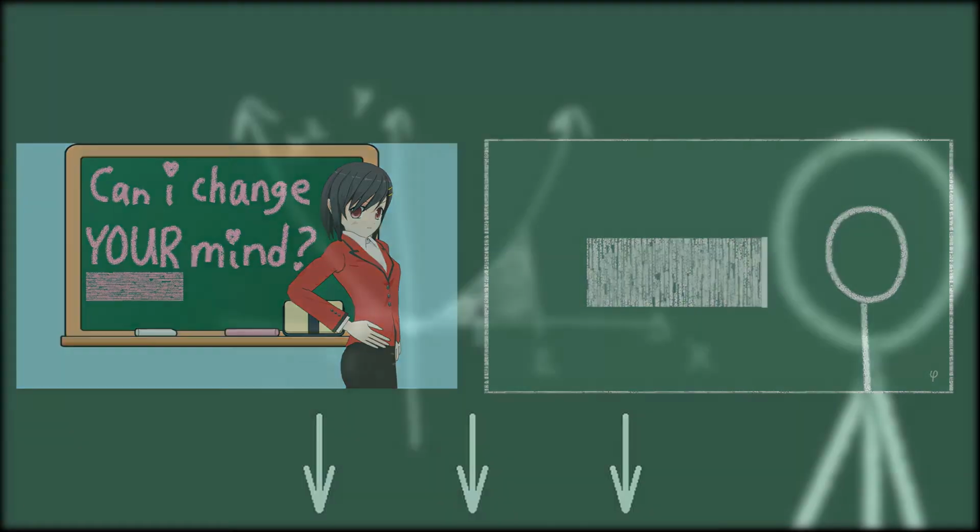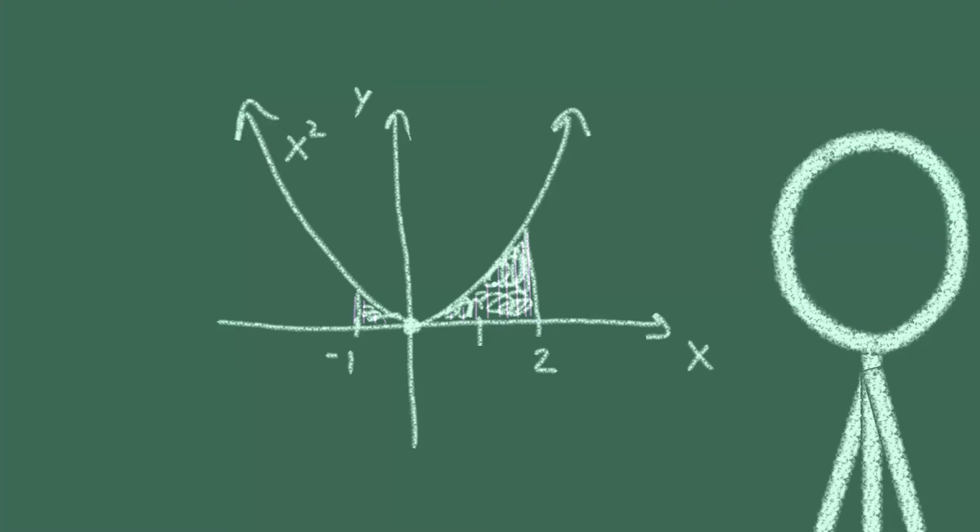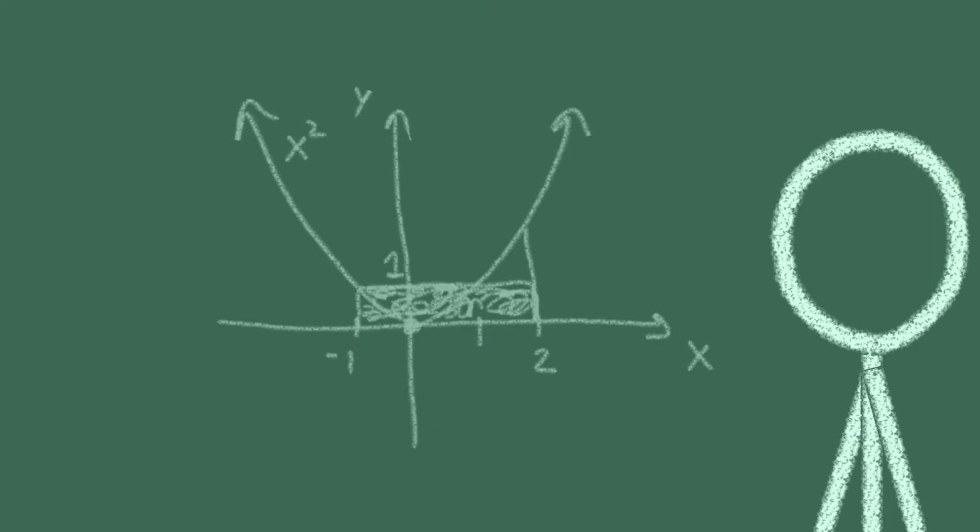Well, to find the average value of f of x, that is, the average value of these heights, we simply need to divide the summed area by the length of our interval from minus 1 to 2. So you see, the average value of f of x is the height of a rectangle whose area over minus 1 to 2 is equal to the area under f of x over minus 1 to 2.